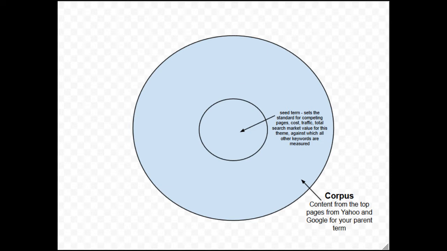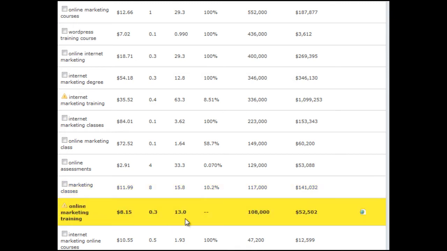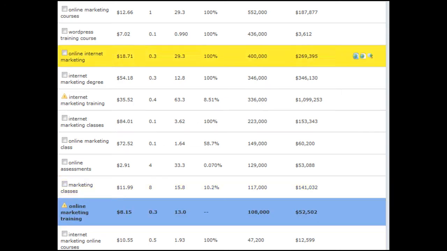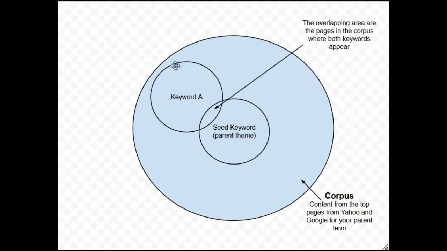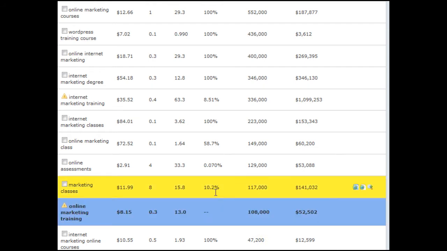Alright, so back at the ranch, back at our drill here, we've got online marketing training, which is our seed term, and the first keyword that we're going to compare it to is marketing classes. If we look back at our graphic again, keyword A now represents marketing classes, and this overlap area is the co-occurrence. These are the number of pages that contain the seed term that also contain our keyword. So we've got roughly 10% of the 108,000 pages for online marketing training also containing the keyword marketing classes.